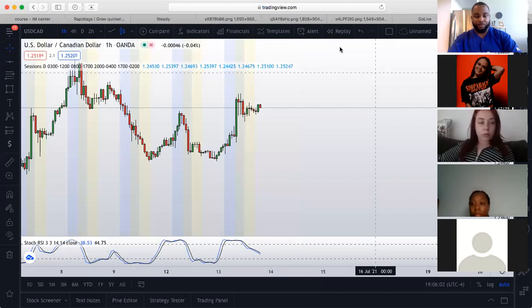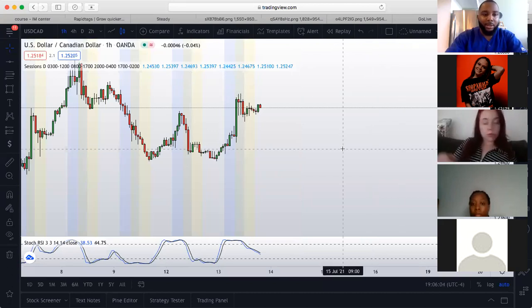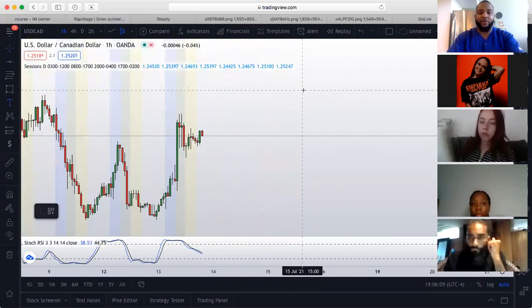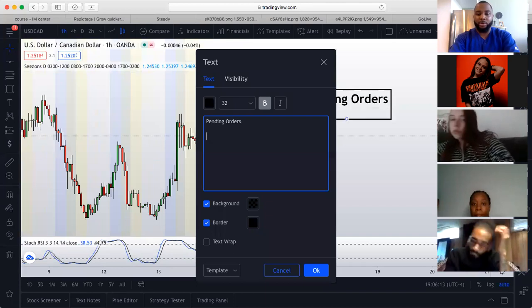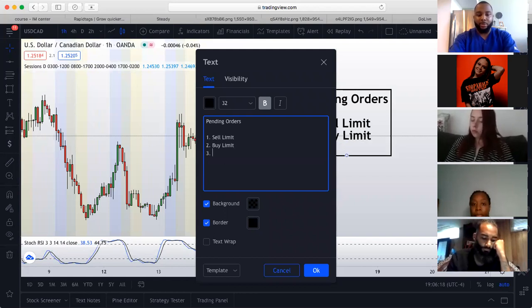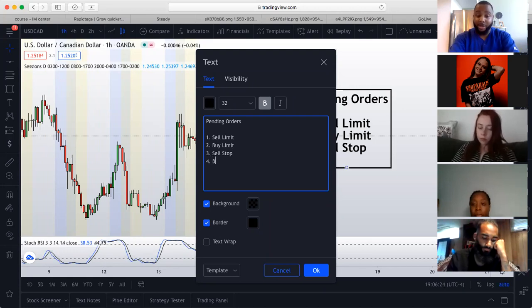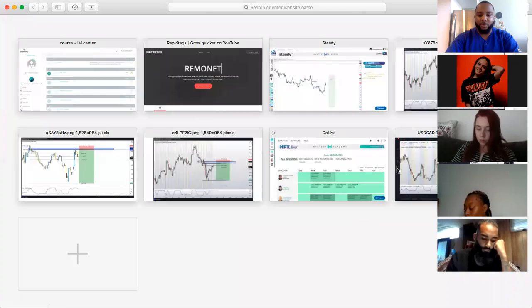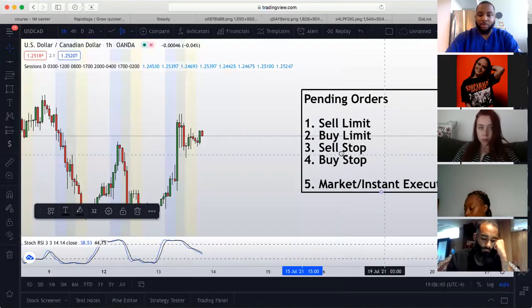And boom. So let's say we're taking a look at US dollar to the Canadian, okay? So first, let's talk about the different pending orders. Number one, we have sell limit. Number two, buy limit. Three, sell stop, which should be called sell go, but I don't know why we call it stop. And four, buy stop, which should be called buy go. And then down here, I'll put market or instant execution. Depending on the phone device you're using, it may say either one of the two, okay? So boom, those are the pending orders, guys.